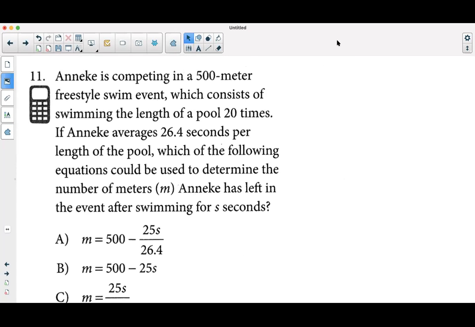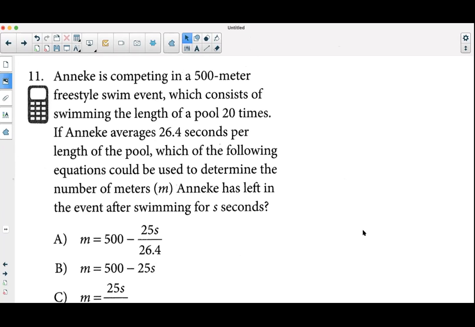So here it goes, guys. Anakin is competing in a 500-meter freestyle swim event, which consists of swimming the length of the pool 20 times. If he averages 26.4 seconds per length, which of the following equations could be used to determine the number of meters m Anakin has left in the event after swimming for s number of seconds? So one thing we get to realize is this.